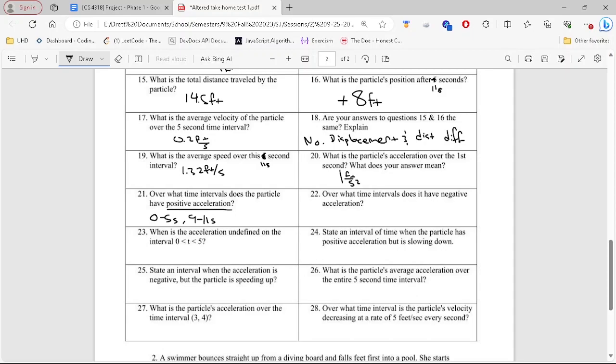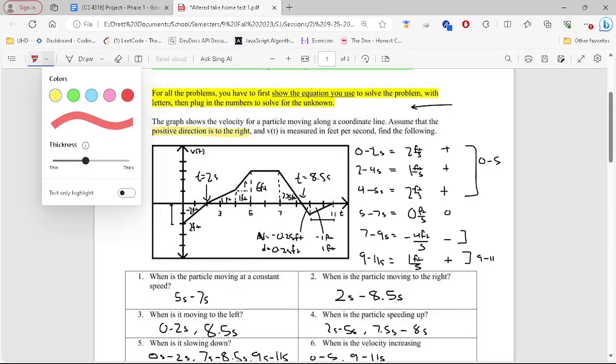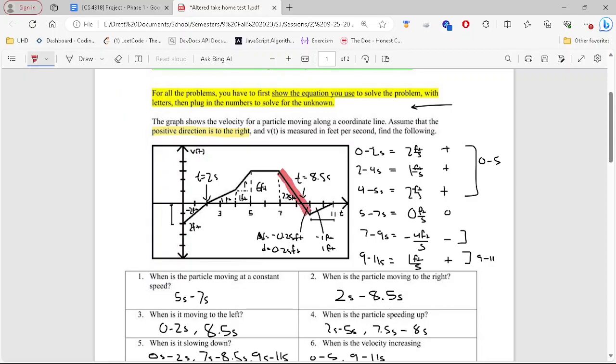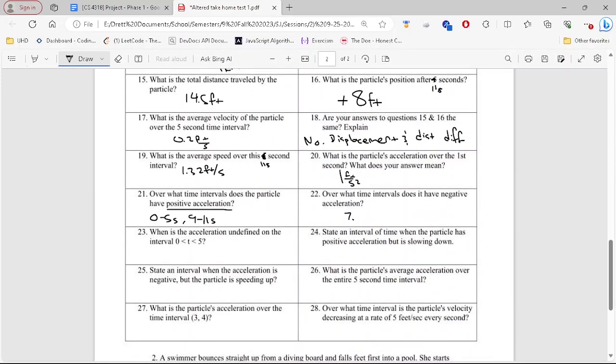Over what time interval does it have a negative acceleration? Well, we've already gone over that. Right here is the only time that has a negative acceleration. This time period right here. That's when it has a negative acceleration. So that was 7 to 9 seconds.